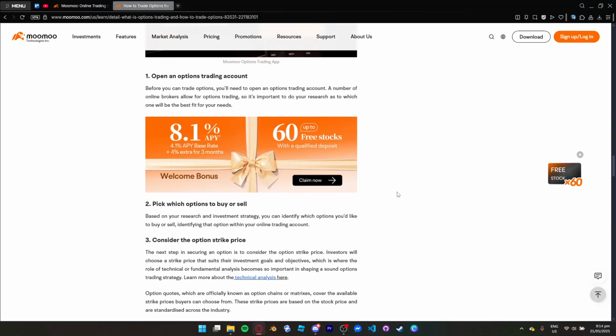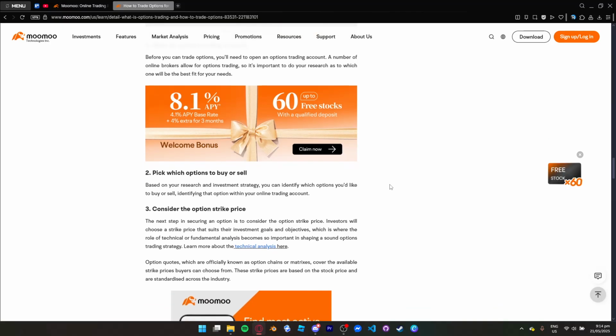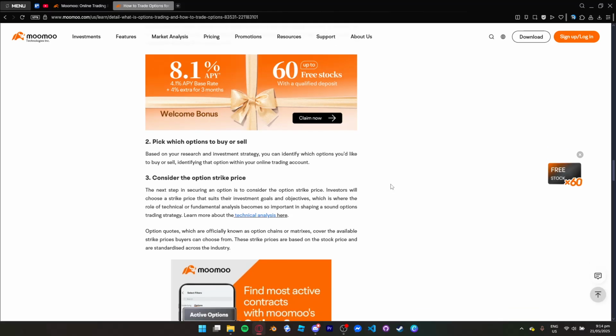And there's a number of online brokers allowing for options trading. So it's important to do your research as to which one will be the best fit for your needs. So which options to buy or sell. Based on your research and investment strategy, you can identify which options you'd like to buy or sell.